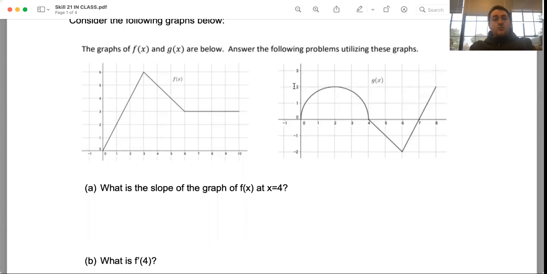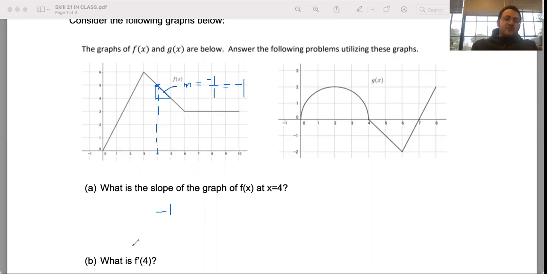As a warm-up, I'm going to give you a non-calculus question first. This non-calculus question is simply: what is the slope of the graph of f of x at x equals 4? So here's x equals 4, and I'm just going to find the slope of this graph, and it is nice and linear. So we're going down 1 over 1, so our slope is -1 over 1. I could actually give an algebra student this sort of question.